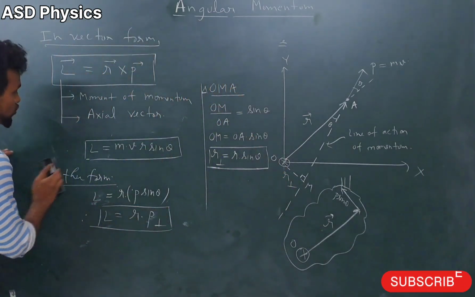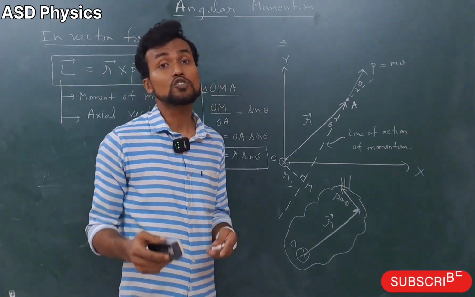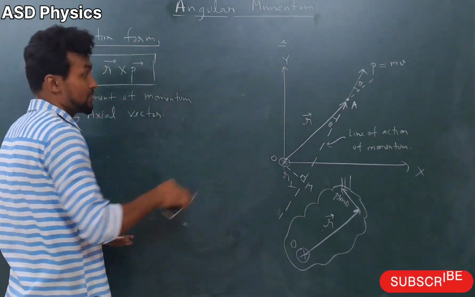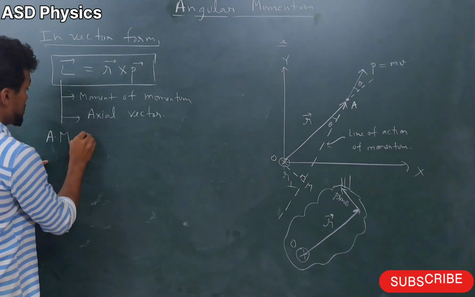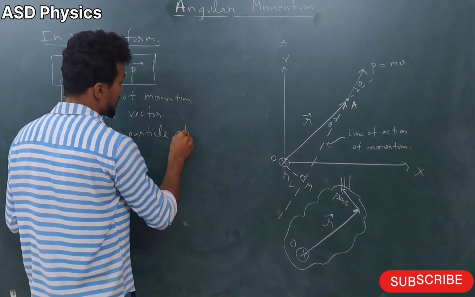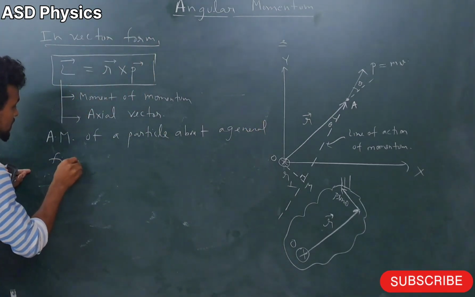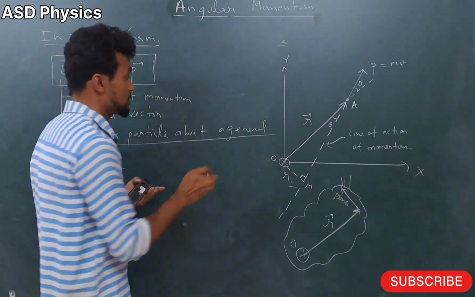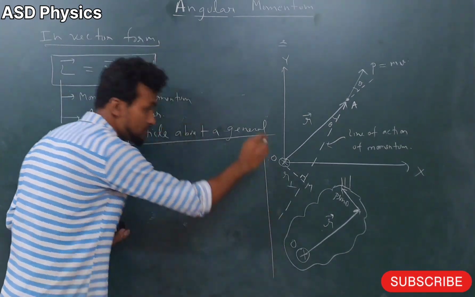Now what happens sometimes, students? The fixed point is not always at the origin. Then at that time we should know the general formula also. So I will write the angular momentum of a particle about a general fixed point. Before that, the fixed point was the origin. But now the fixed point is not going to be at the origin. I will draw one more diagram so that we can compare also.